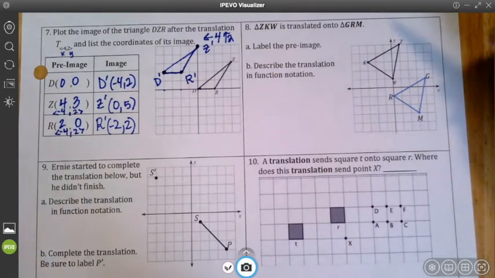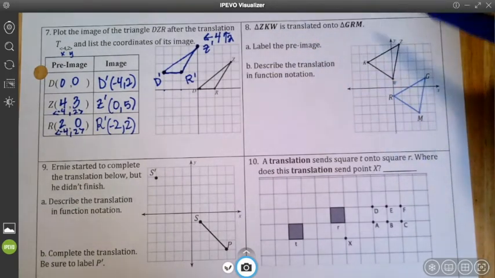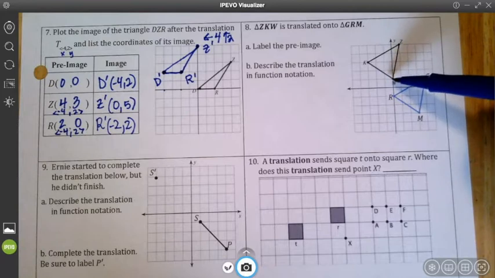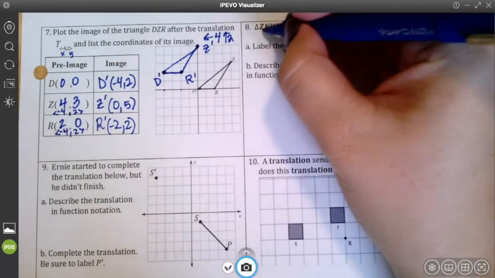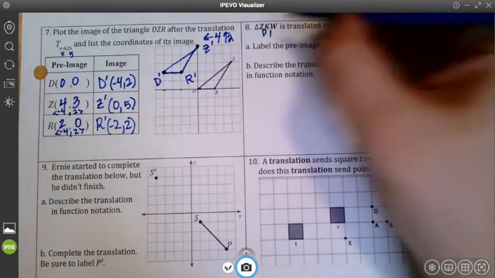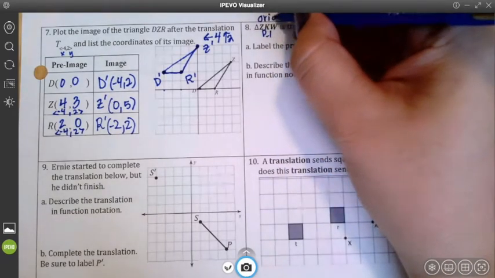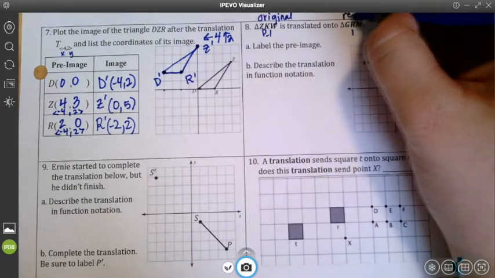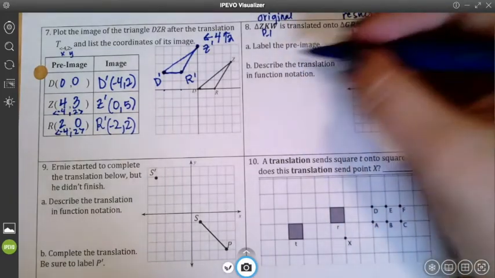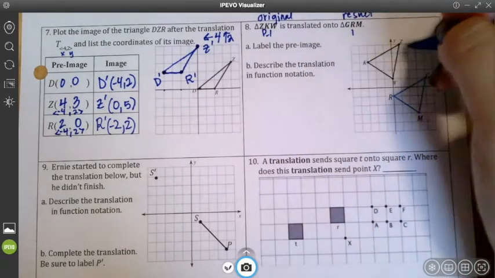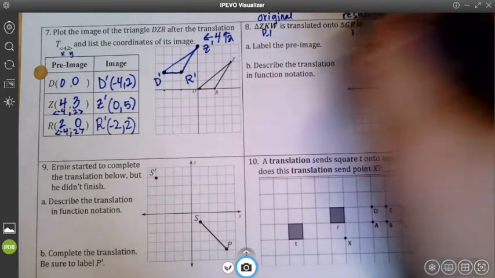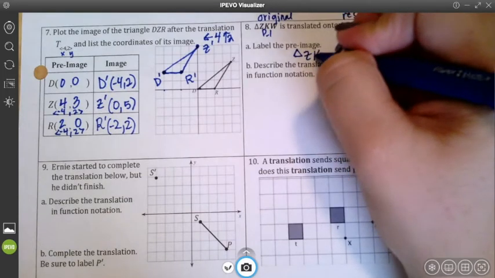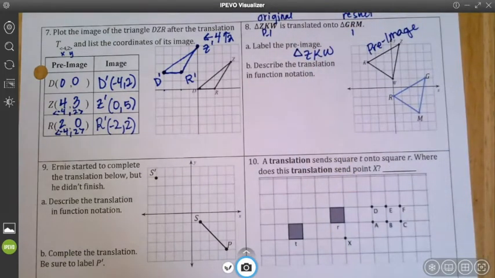For number 8, we have triangle ZKW is translated to triangle GRM. So this is the pre-image and the image, the original and the result. So label the pre-image. The pre-image is this one. Pre-image. Triangle ZKW. Describe the transformation, the translation, in function notation.